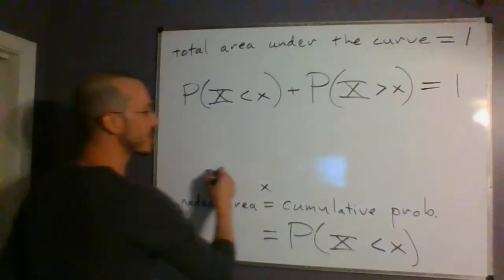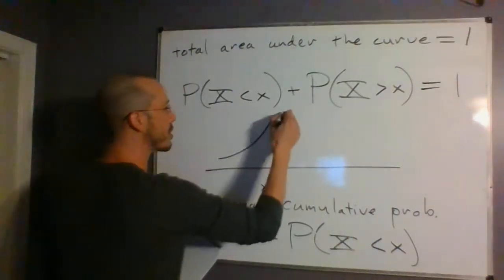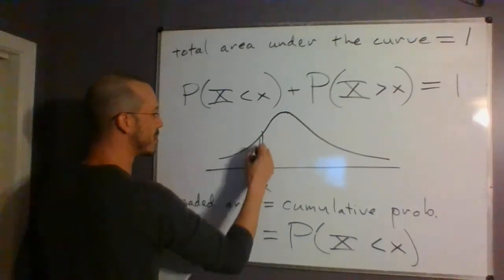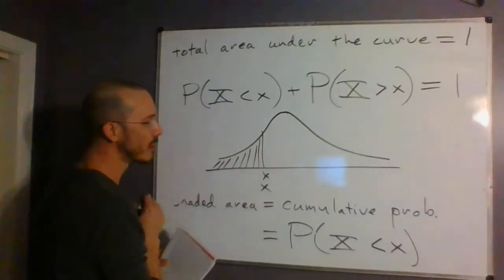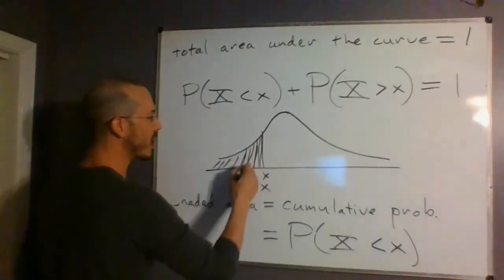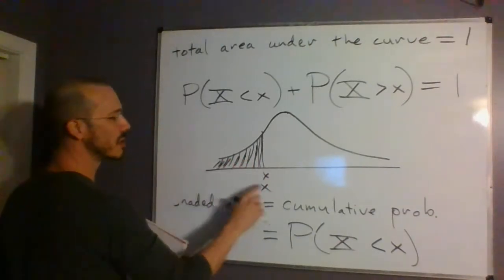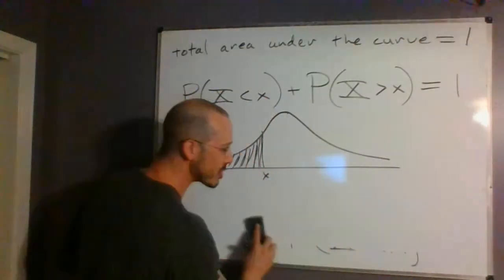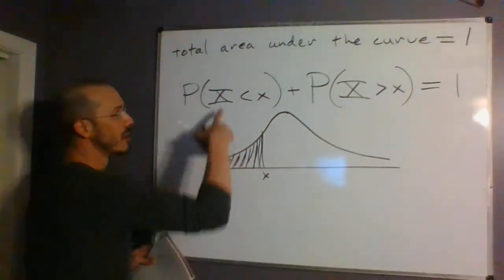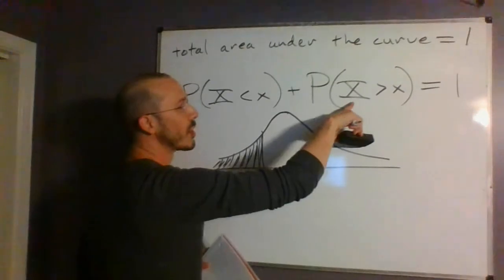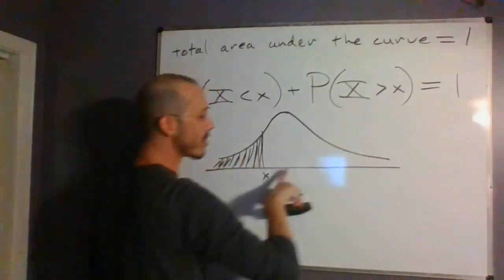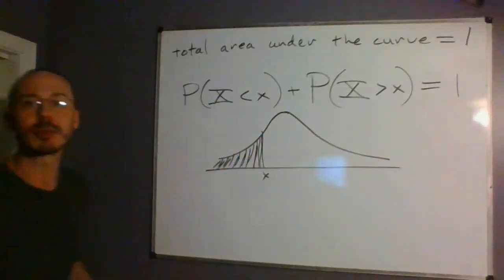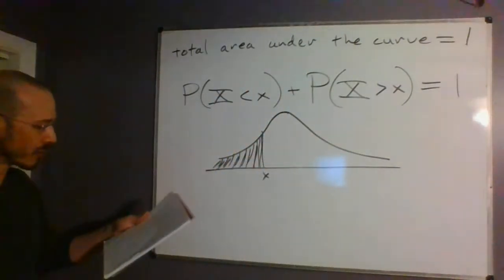And to demonstrate that, I should have kept my picture up there, but it was like this, with this x value and this shading over here. So the probability that x is less than this little x value is represented by this area. And the probability that the variable is greater than that value is represented by this area. And if I put them both together, it adds up to 1, because that's the whole area under the curve.